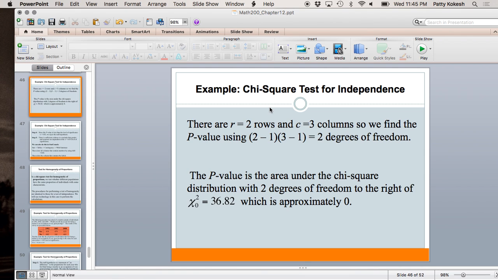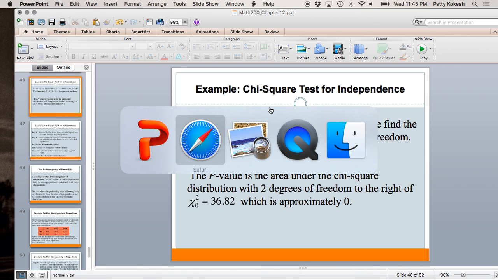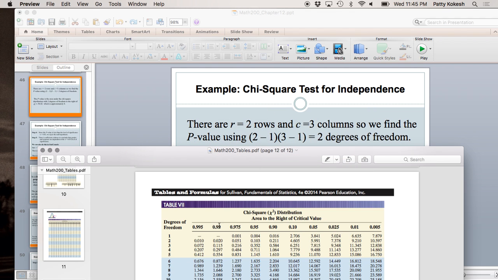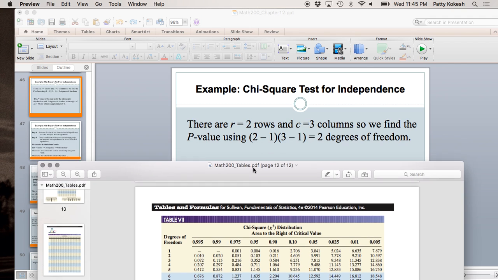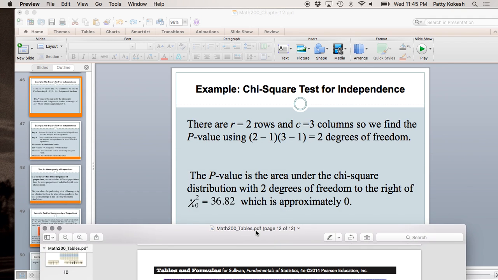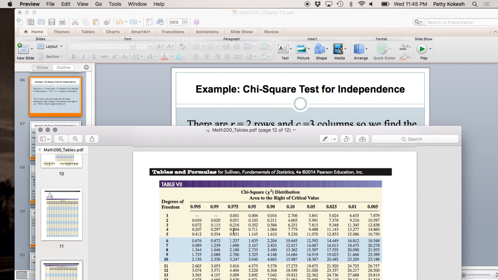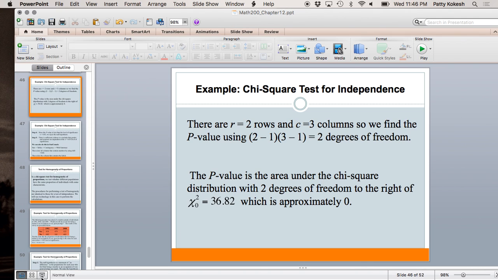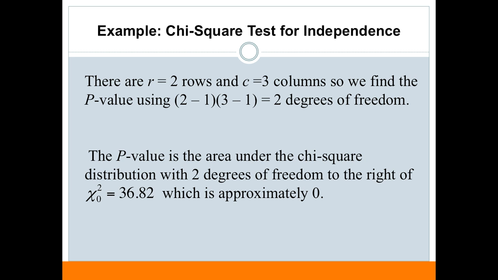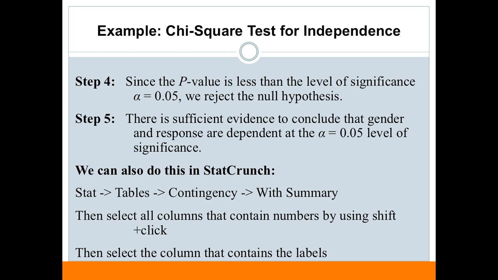So again, if I pull up my table, let me minimize this and pull that up, I'm going to look at 2 degrees of freedom, and I know that my chi-squared test statistic was very large. It was 36.82. If I look at 2 degrees of freedom and scroll across, 10 is the largest value I have. So 36 is way off my table, okay? So the p-value is going to be approximately 0.